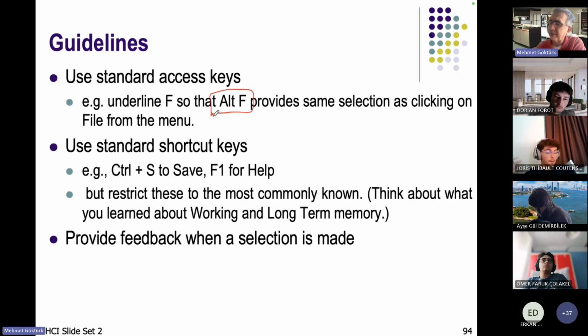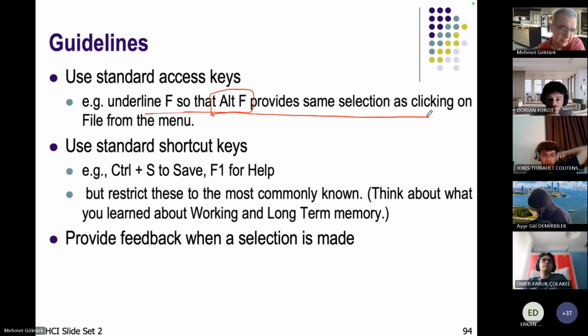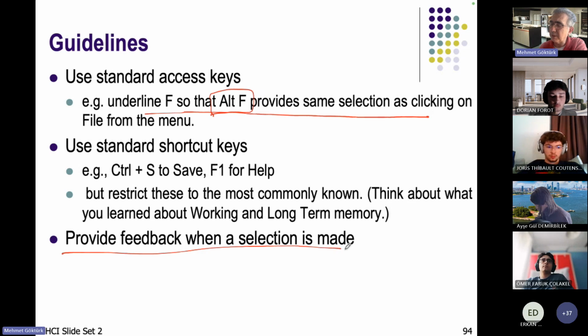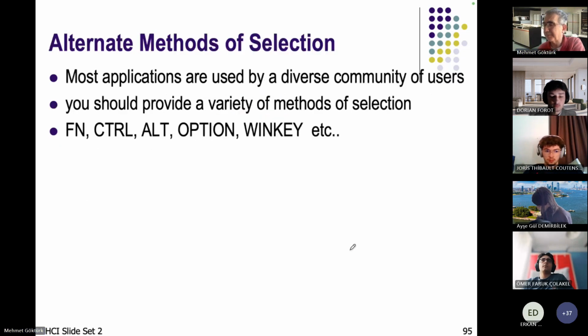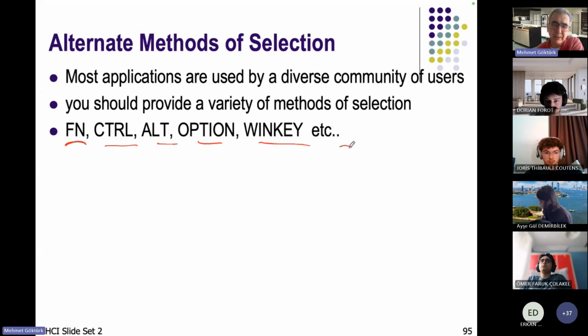So Alt F, underline F, so that Alt F provides the same selection. This is only good for Windows descendant applications. For Mac, we assume that there is a mouse, and also for mobile. Providing feedback when the selection is made is important. Function, control, alt, option, win key, etc. should be provided, but you shouldn't overdo it.